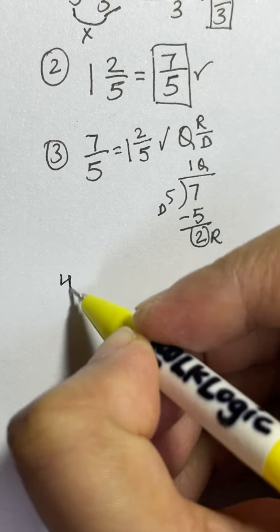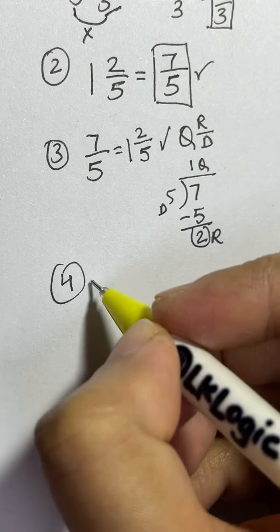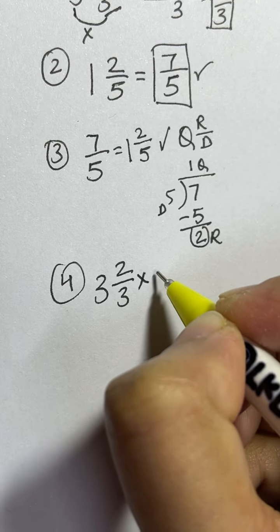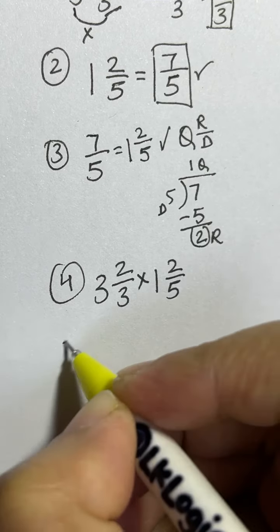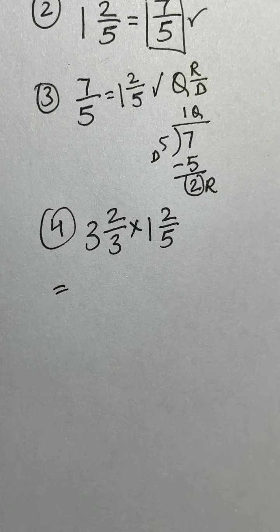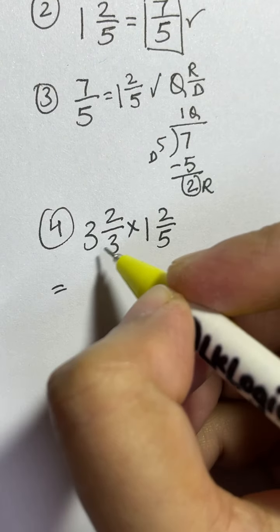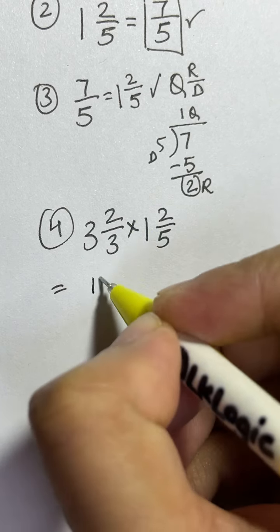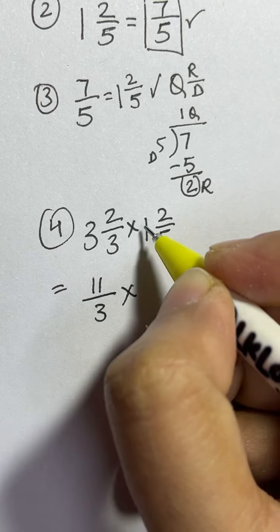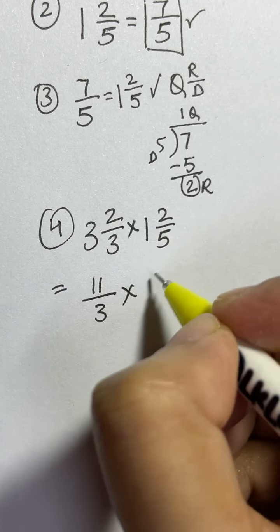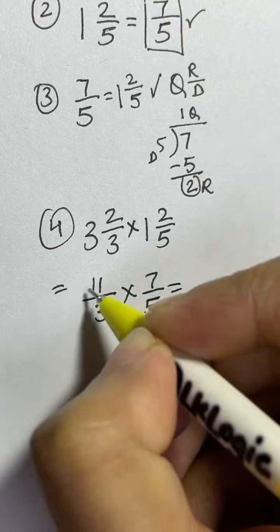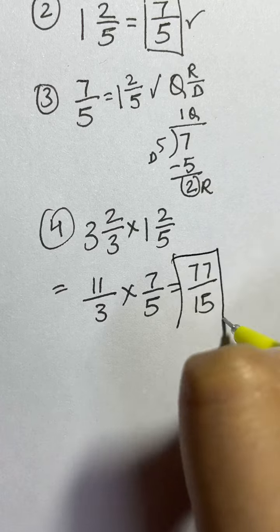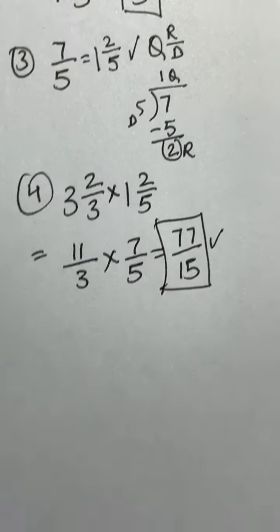Now let's go to the next question. Suppose you have multiplication of mixed numbers, 3 2/3 times 1 2/5. I showed you how to convert to an improper fraction. Just convert it. 3 times 3 is 9, 9 plus 2 is 11. So you have 11/3 times, 5 times 1 is 5, 5 plus 2 is 7, 7/5. So 11 times 7 is 77, and 3 times 5 is 15.